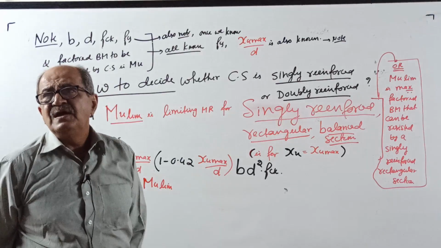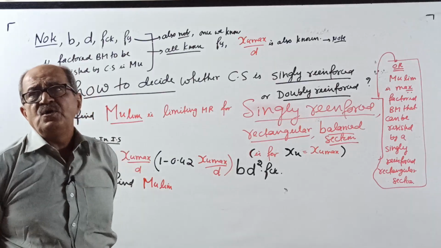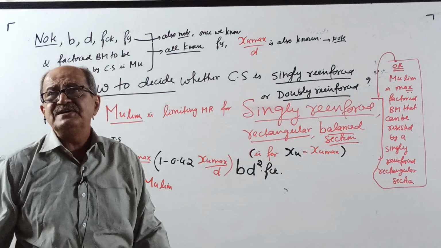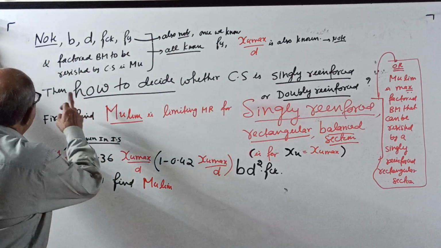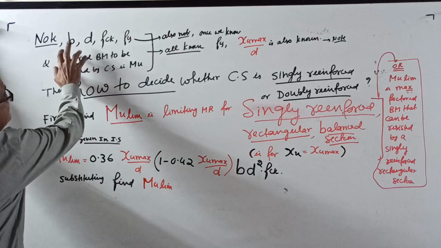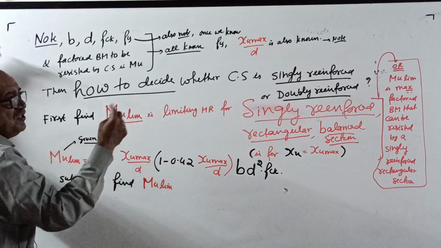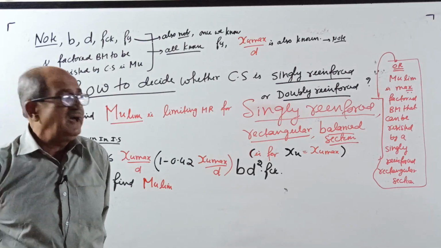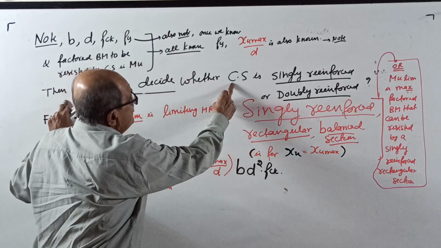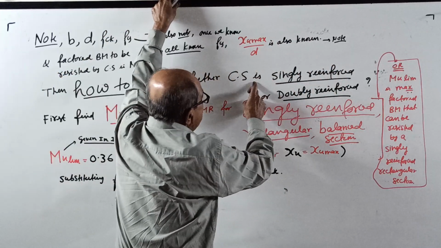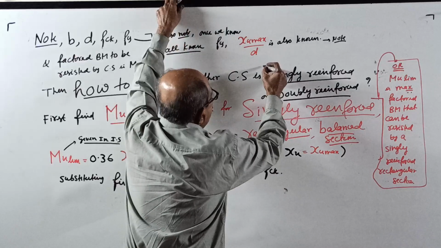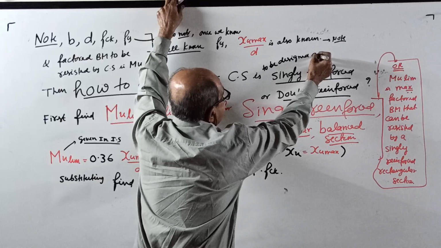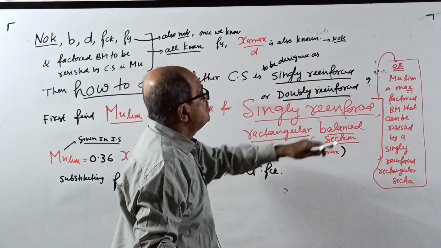If some other steel is there, you have to use the basic equation, 0.0035 divided by 0.0035 plus fy by 1.15 Es plus 0.002. Fast I am telling because you know it. Now, first these are all known. Doubt comes: sir, you told just now how to find AST for singly and AST, ASC for doubly. Correct. How to decide whether the cross section is to be designed as singly reinforced or doubly reinforced?